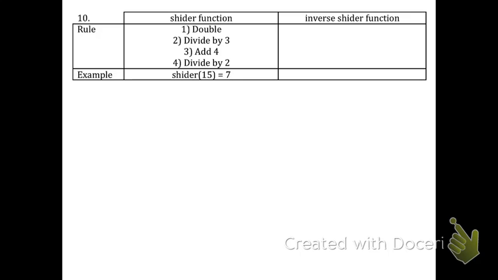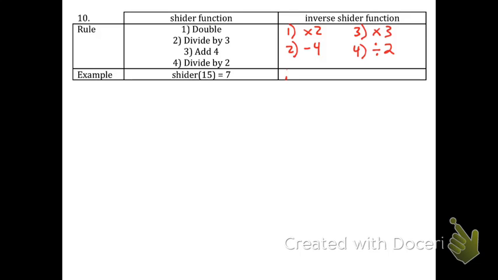Alright, so for the inverse Scheider function, it has 4 steps, so we'll undo those one at a time. To undo divide by 2, the opposite of that is times 2. To undo add 4, you subtract 4. To undo dividing by 3, you multiply by 3. And to undo doubling something, you half it, which is the same as dividing by 2.